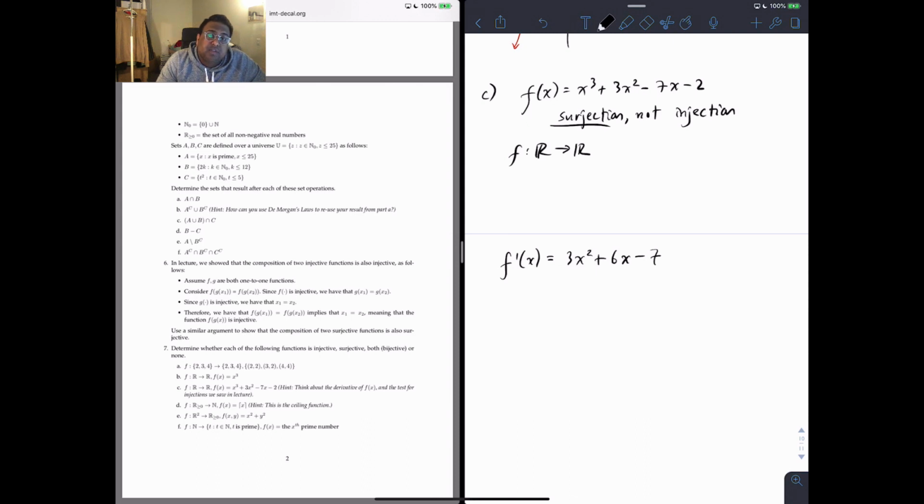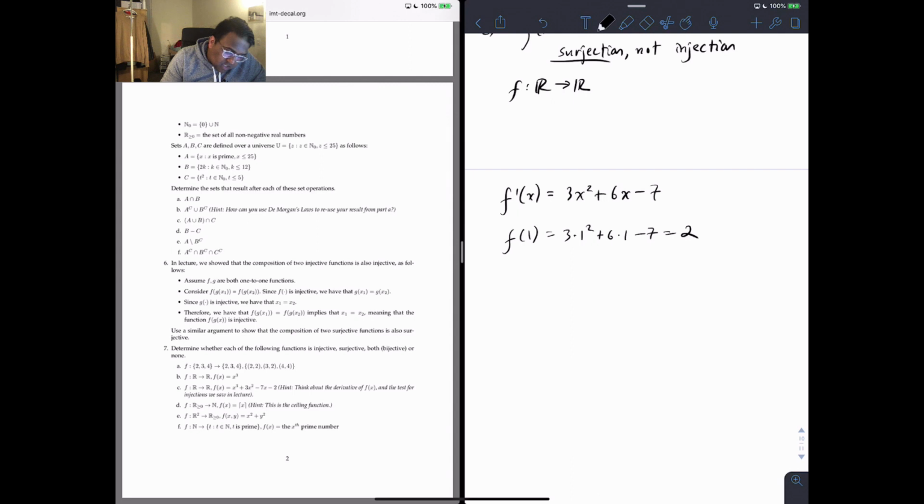Okay, and for the function to be strictly increasing, the derivative will always be positive, and for the function to be strictly decreasing, the derivative will always be negative. But if the derivative has some parts where it's negative and some parts where it's positive, it means at some point in between those two, the function would have had to reach a local maximum or minimum and change directions. Okay, and so for example, f prime of 1 gives me 3 times 1 squared plus 6 times 1 minus 7, which is 2, which means when x is equal to 1, the function is increasing.